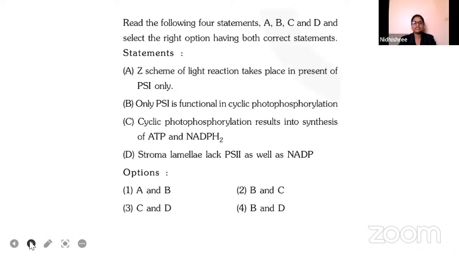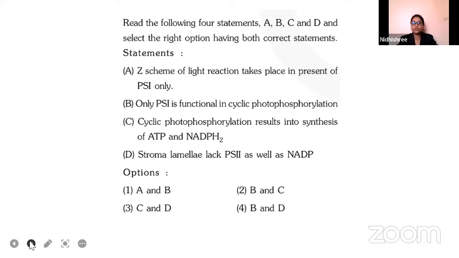Good going. So the next question is, read the following statements A and D and select the right option having both correct statements. ಎರಡಕ್ಕೆ correct statement ಇದೆ. ಯಾವ್ದೆರಡವು ಅಂತ ಕೇಳಿದ್ದಾರೆ. Statement 1, that is statement A. Z scheme of light reaction takes place in presence of PS1 only, then only PS1 is functional in cyclic photophosphorylation. See, cyclic photophosphorylation results into synthesis of ATP and NADPH2. See, stroma lamellae lack PS2 as well as NADP.